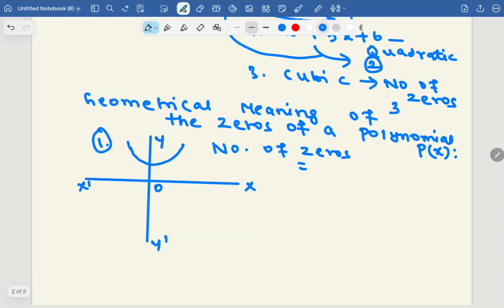For finding the number of zeros, here one curve, it cuts the y-axis. If the curve touches the x-axis or cuts the x-axis, then we can say easily the number of zeros. In this example 1, the curve cuts the y-axis, therefore number of zeros equal to 0.